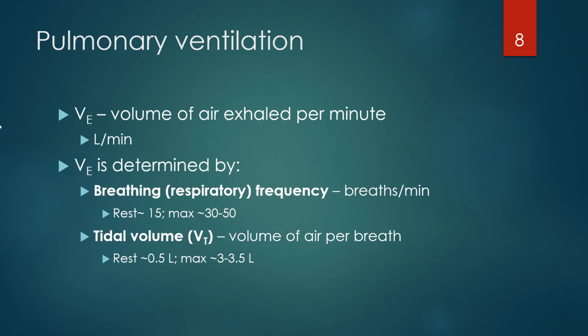And I put some average volumes in here just to give you an idea. At rest, breathing rate is around 15, maybe a little bit less. 12 to 15 is a good guess. Maximal exercise may go up to around 30 to 50. Tidal volume depends a lot on body size, but at rest it's about half a liter, and maximal exercise can go up to 3 to 3.5 liters. So just looking at these numbers, we'd say a normal resting pulmonary ventilation would be about 7.5 liters per minute, strictly using these numbers. We can calculate it by breathing frequency times tidal volume. This is a very similar equation to cardiac output, but now we're talking about breathing.